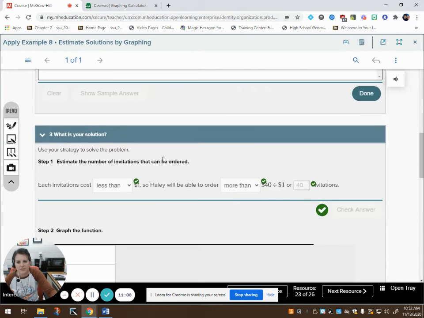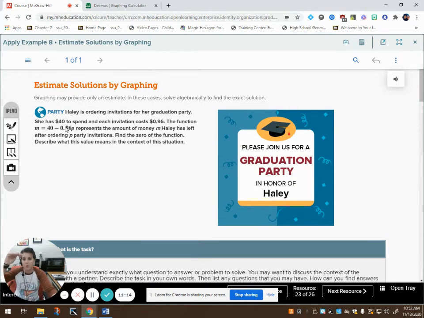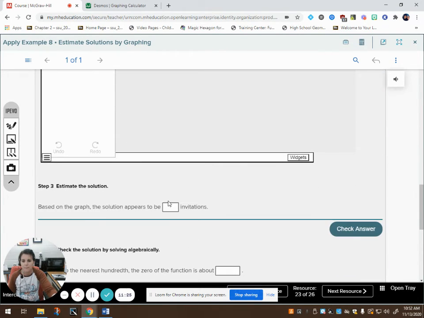Well, let's just think about this. If I was to graph this, back here, we know that she's starting at 40, and if she was spending $1 at a time and goes down, that means that she could buy roughly 40 invitations if they were exactly $1, right? So the solution appears to be close to 40 invitations. It says that's not correct.